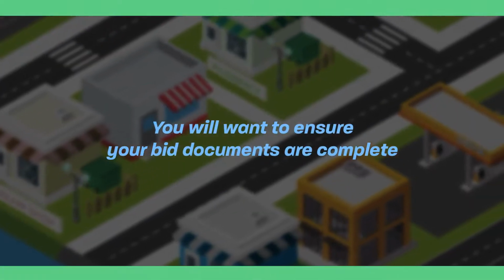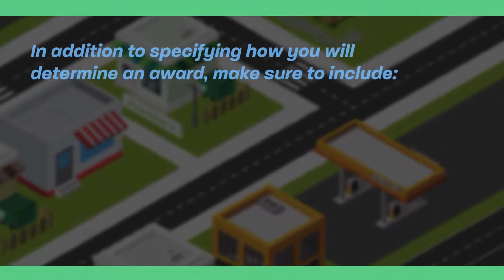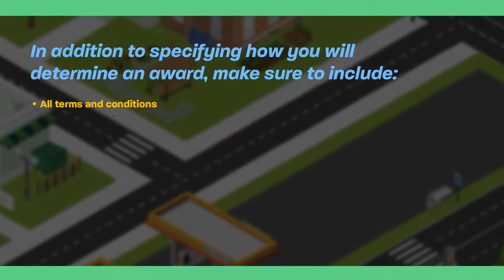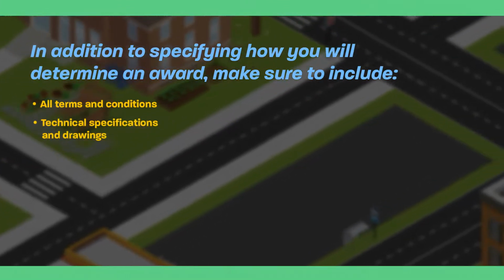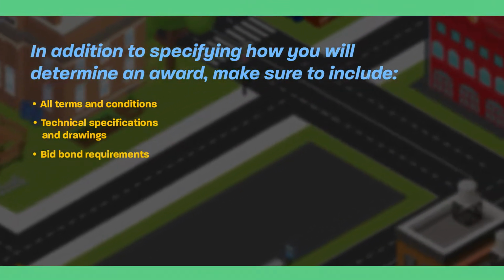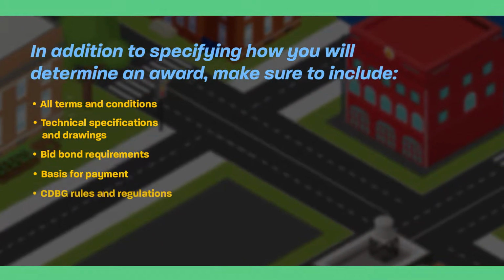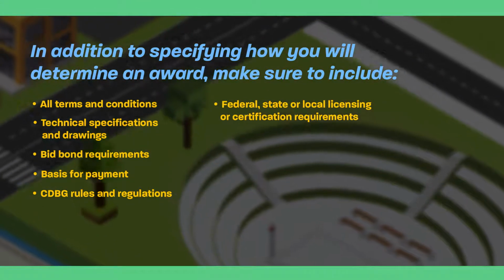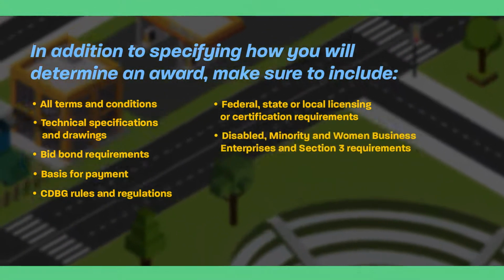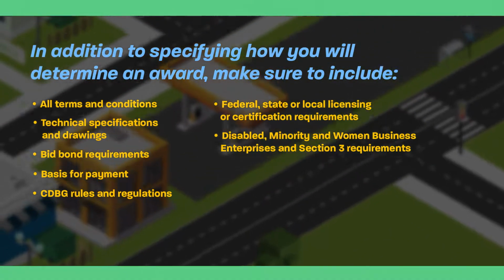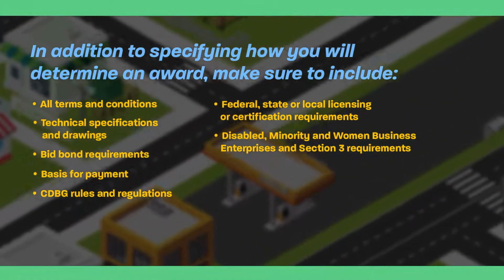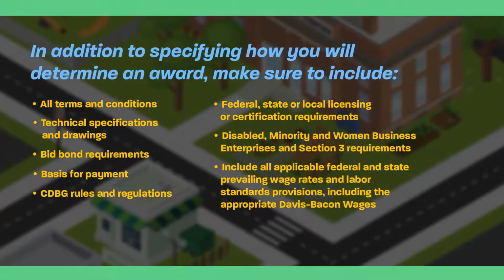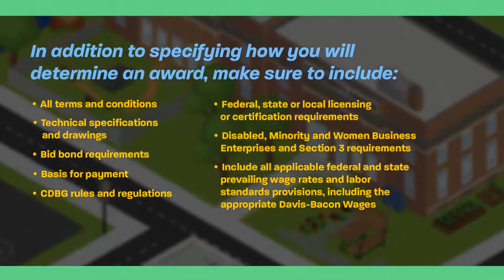You will want to ensure your bid documents are complete. In addition to specifying how you will determine an award, make sure to include all terms and conditions, technical specifications and drawings, bid bond requirements, basis for payment, CDBG rules and regulations, federal, state, or local licensing or certification requirements, disabled, minority, and women business enterprises and Section 3 requirements. Include all applicable federal and state prevailing wage rates and labor standards provisions, including the appropriate Davis-Bacon wages.